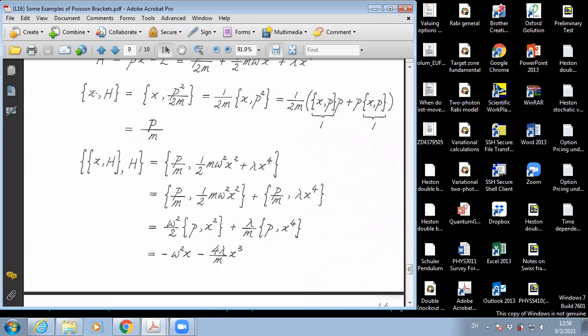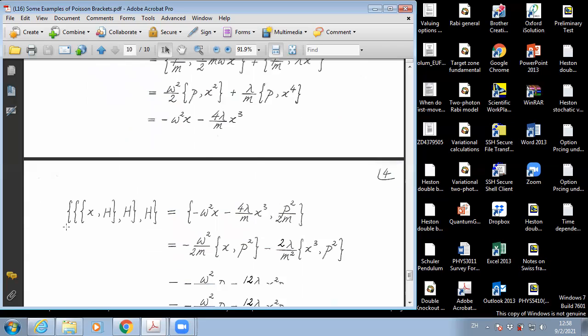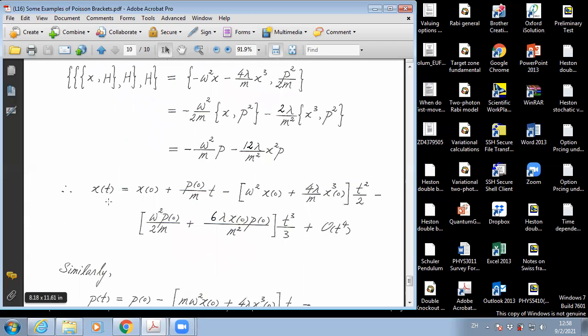Then we find that the first order Poisson bracket between x and H gives you p over m. The second order Poisson bracket between x and H gives you this. All right. Third order, fourth order, keep doing it. Then evaluating these Poisson brackets at t equal to 0, we get a power series solution for x up to t cubed. If we are hardworking enough, we can go up to t to the power n.